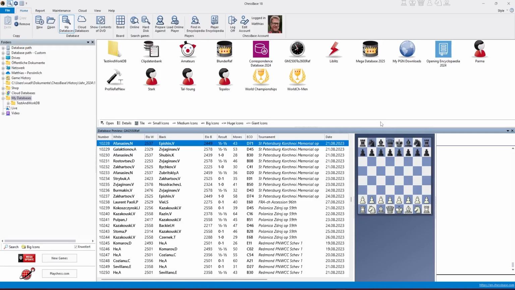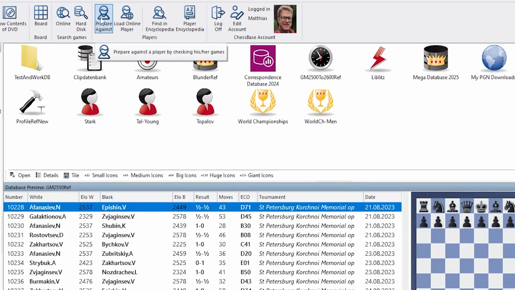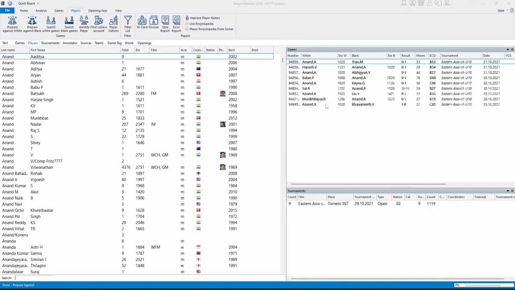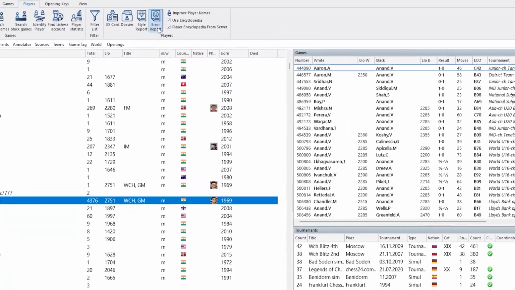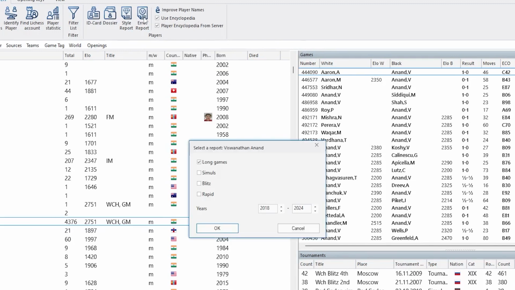The error report in ChessBase 18 is a really cool feature. Let me show you why. To launch it, we click on Prepare Against, which opens the player index of your big reference database, Mega 25 here. And then we select Vishy Anand and click on Error Report.